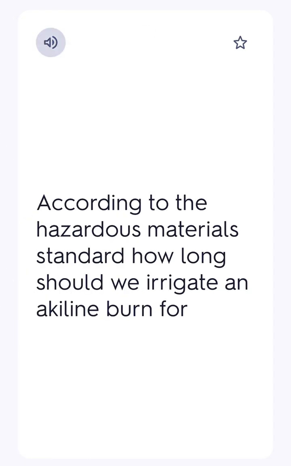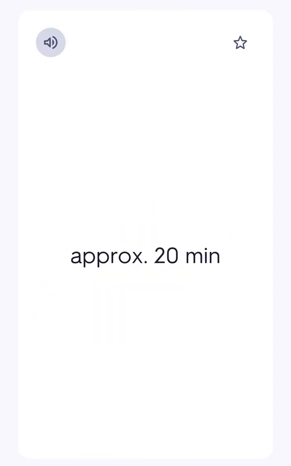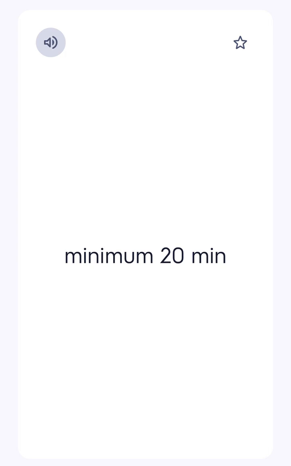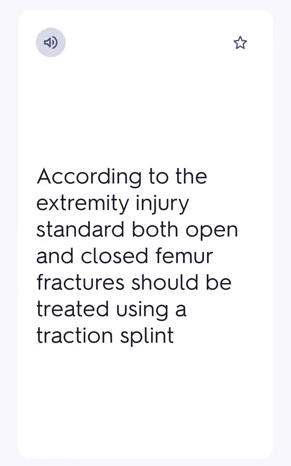According to the hazardous materials standard, how long should we irrigate an alkaline burn for? Approximately 20 minutes. How long should we irrigate an unknown chemical burn for? Minimum 20 minutes. According to the extremity injury standard, both open and closed femur fractures should be treated using a traction splint. Yes.